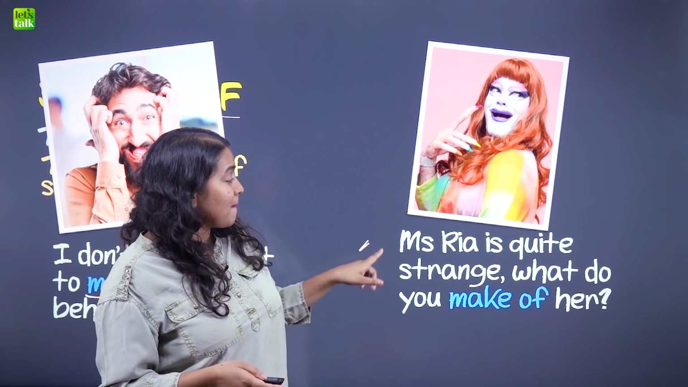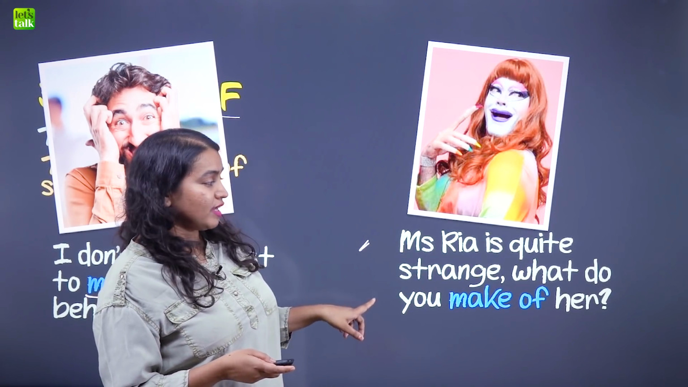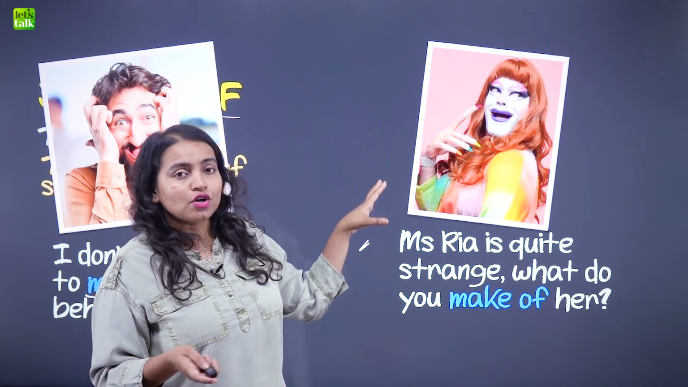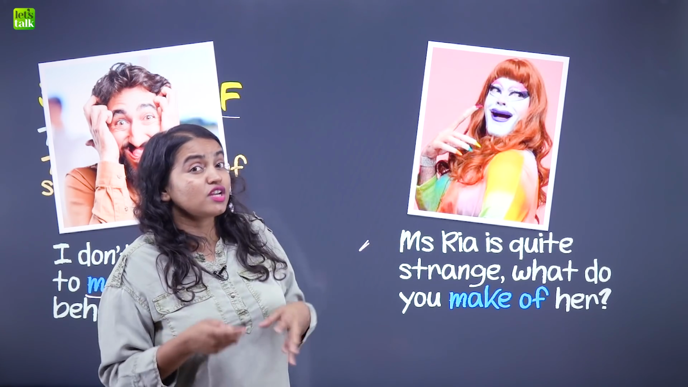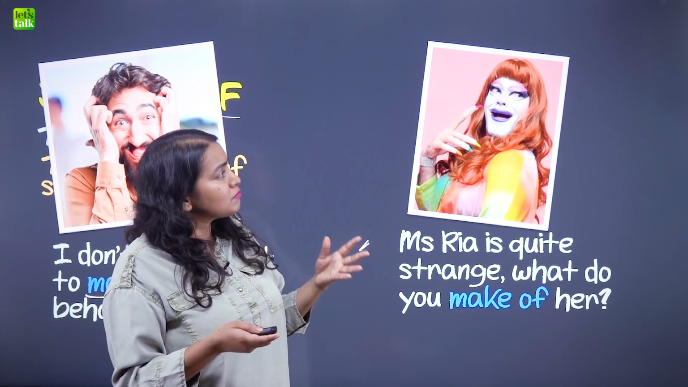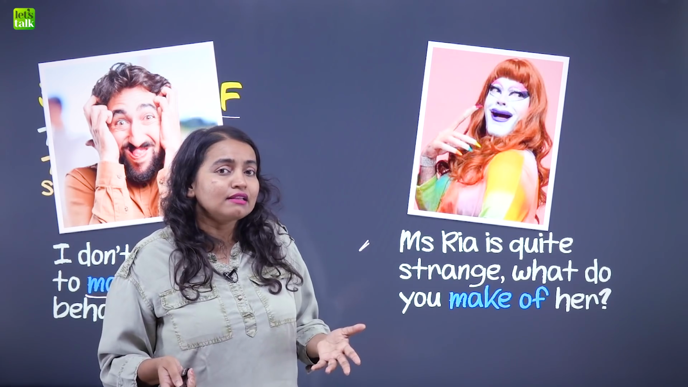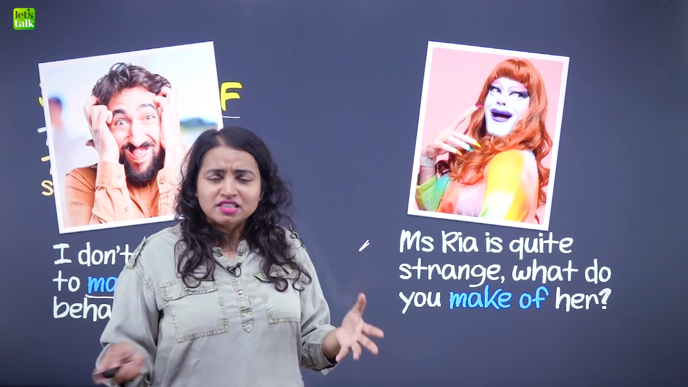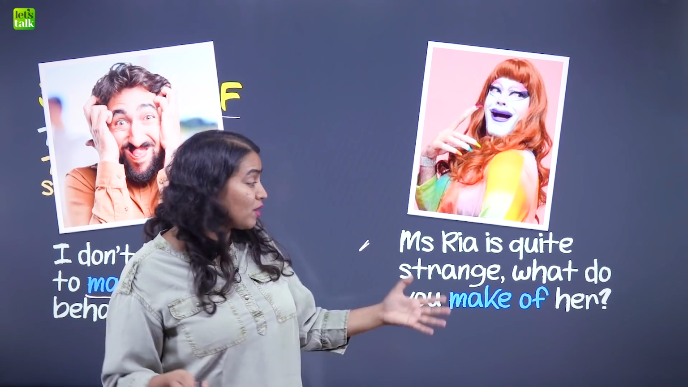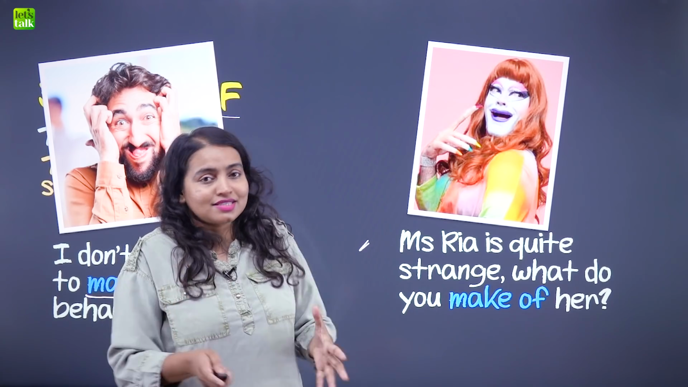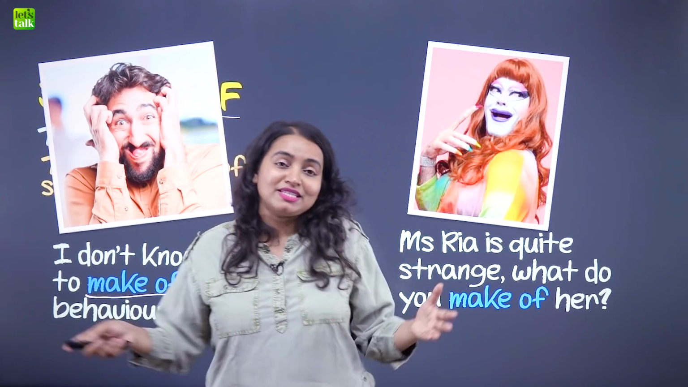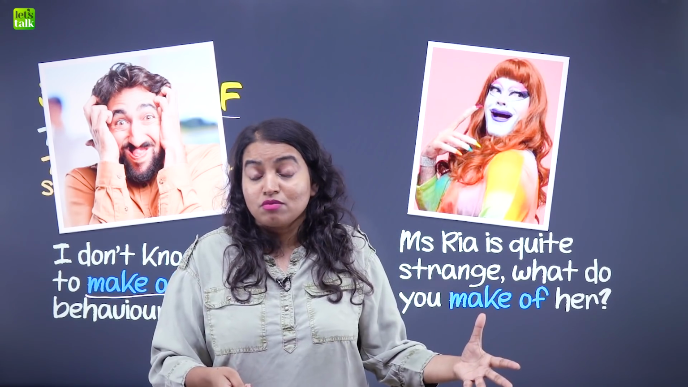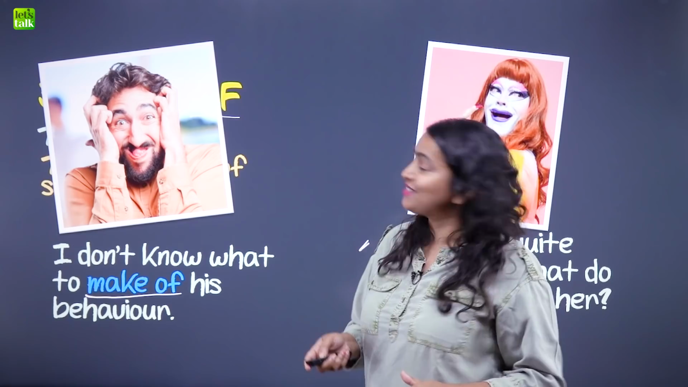You could also say, Miss Ria is quite strange. What do you make of her? So we've got this lady here and she's obviously very different. She's very unconventional and you don't understand her personality. And when that happens, you can always say, oh, did you see that girl? She's a little different. What do you make of her? That's one way of expressing that you don't understand something. So make of is basically used to say that you understand or you can make sense of something, and that's how you use it in a sentence.